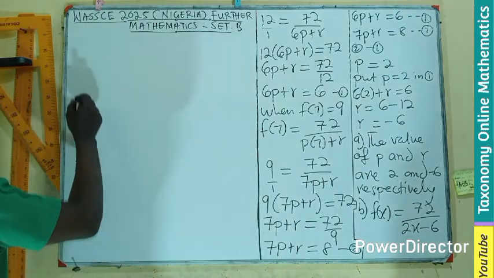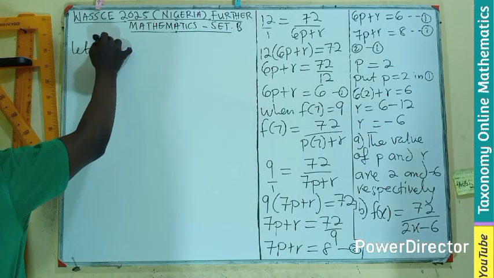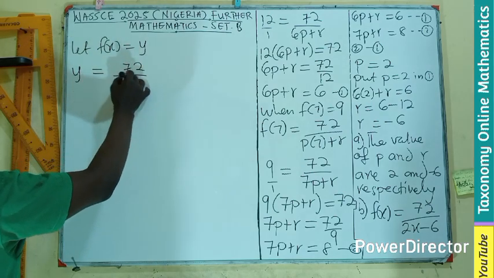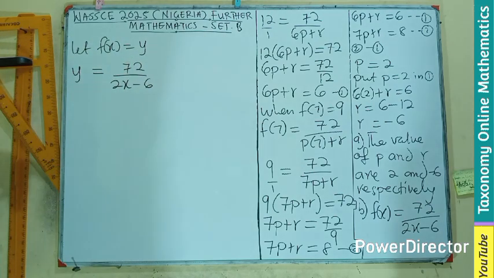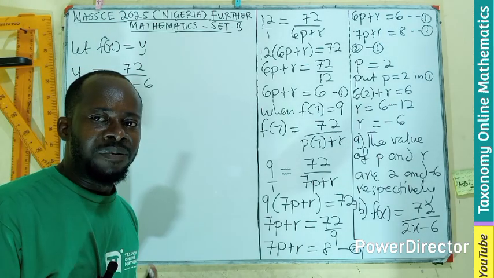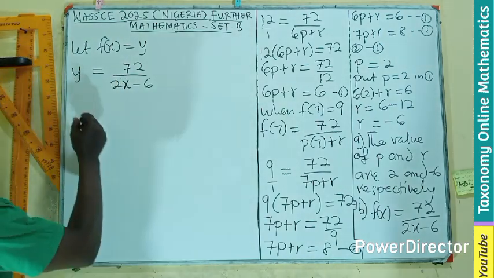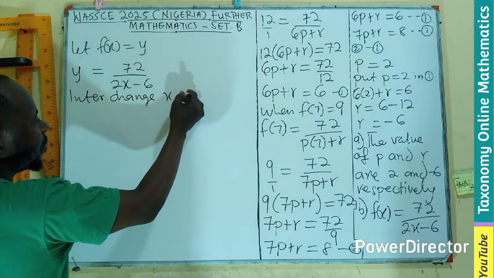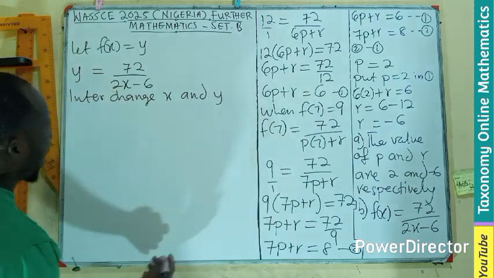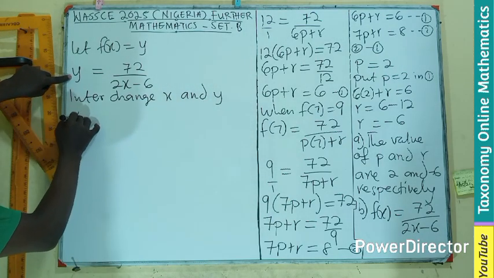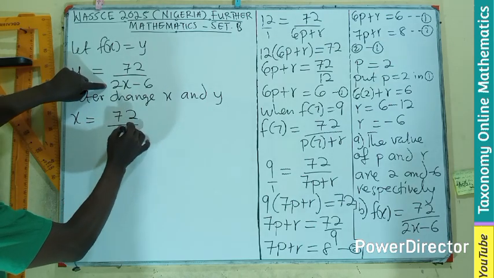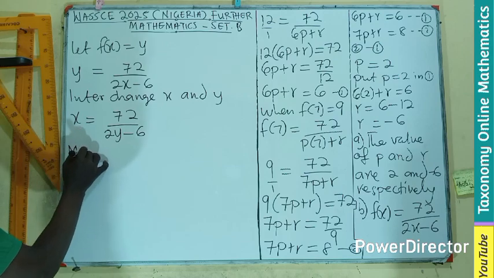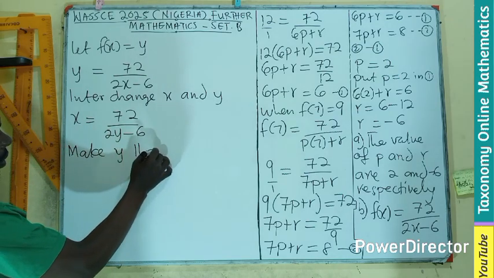So right from here, we are going to let f of x equal y, meaning y will now be equal to 72 on 2x minus 6. And in finding the inverse, the first thing we do is to interchange x and y. So interchange x and y, meaning the x will now replace the y. 72 over this will now be 2y minus 6. So here we now go ahead and make y the subject.